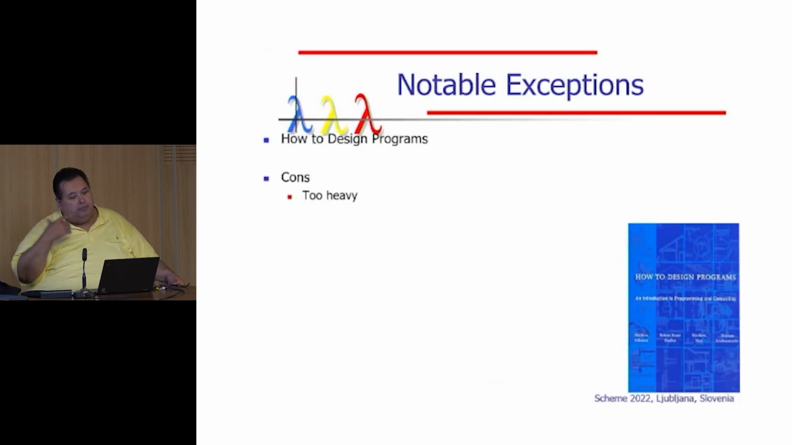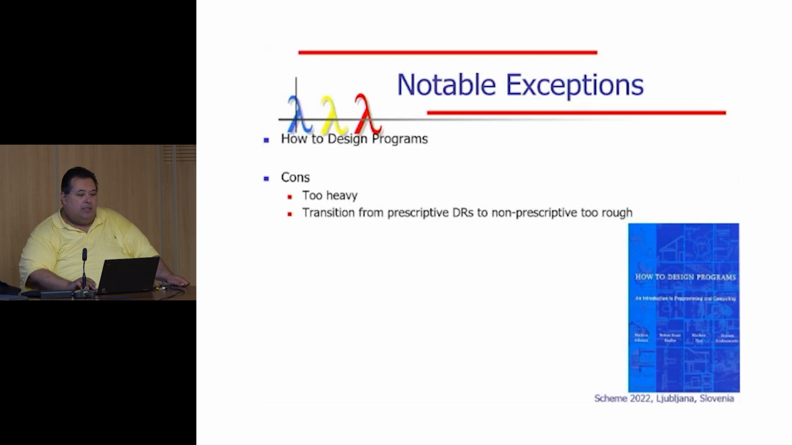But it has its downside. First of all, it's too heavy. It's too much to do in one semester. Students feel overwhelmed. Once you finish structural recursion and functional abstraction, this jump to generative recursion, the intellectual leap is too big for most students in one semester.